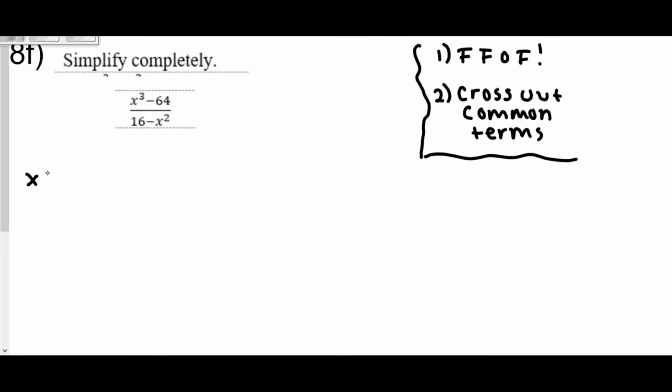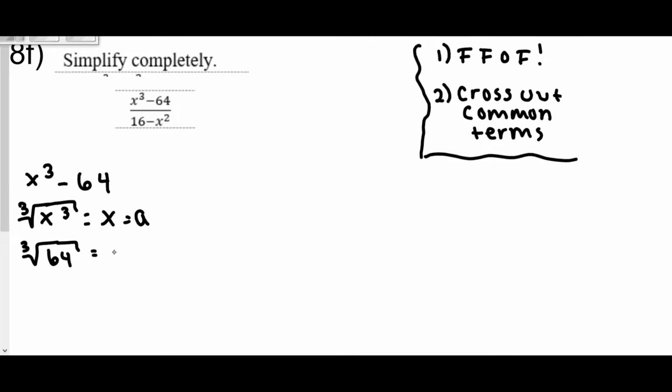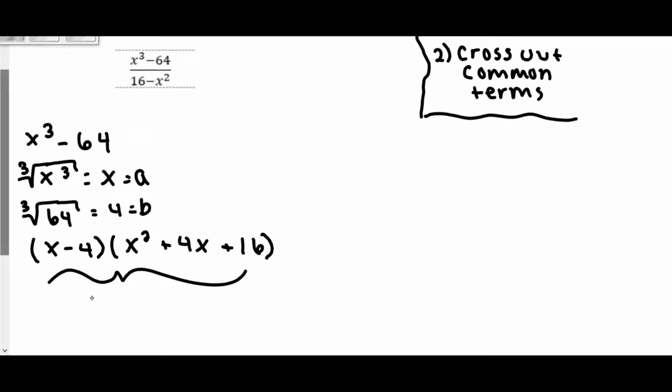So I'm going to factor my numerator, x cubed minus 64. This cube right here is telling me that we're probably going to use sum and difference of two perfect cubes. So I'm going to uncube my cubed. The cube root of x cubed is just x. This is my a term. Cube root of 64 is just 4, and that's my b term. So we got x minus 4 times x squared plus 4x plus 16. This is our numerator.